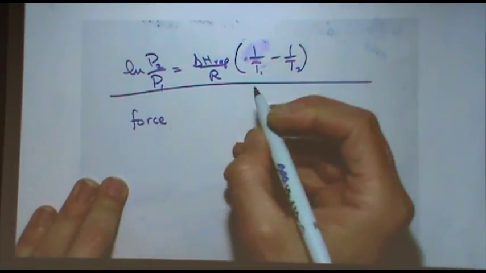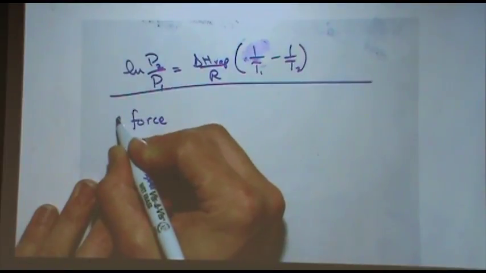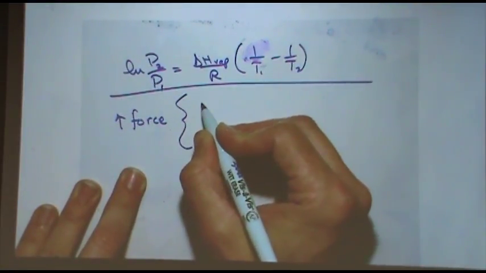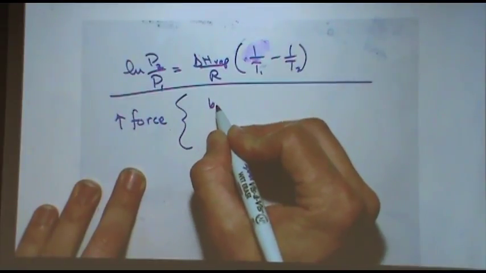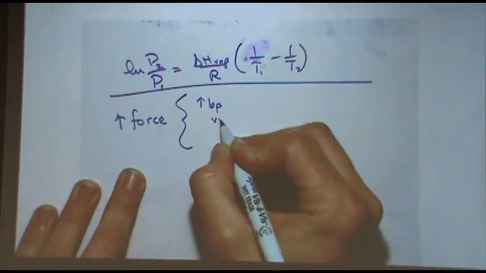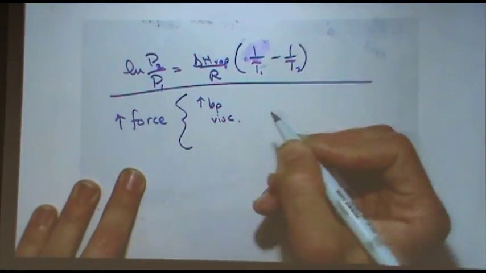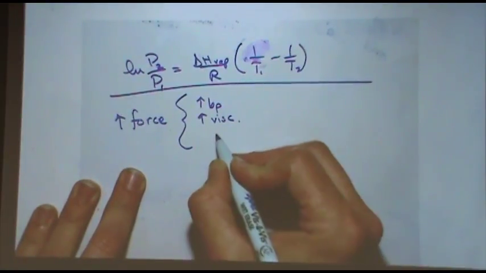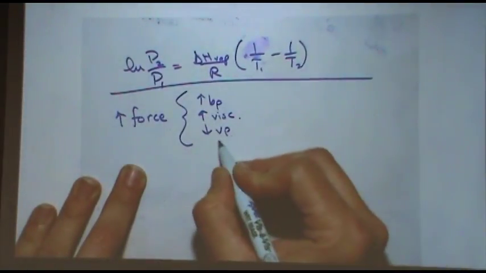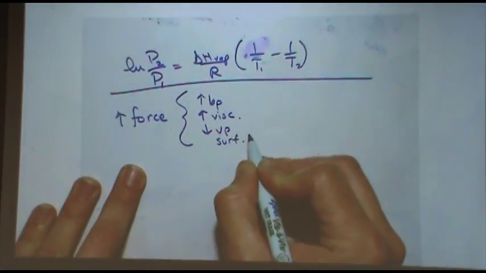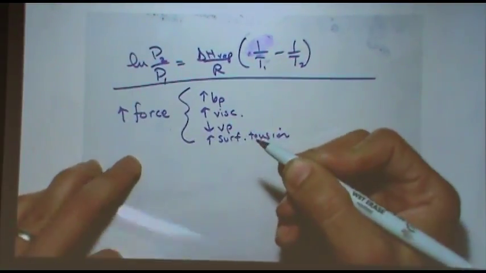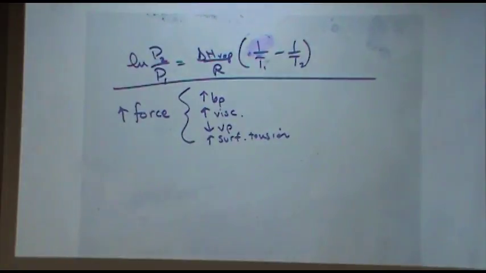The force. As you increase the force, then you know several things happen. Will the boiling point go up or down? How about the viscosity? Up. The vapor pressure? Down. And there was something else. Surface tension? Yeah, the surface tension goes up. So hydrogen bonding is one of these.